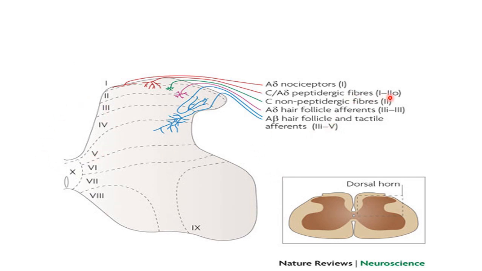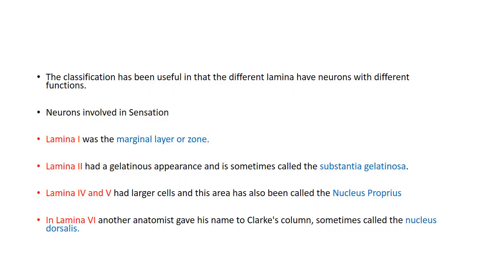So they are again subdivisions of layer 2, but for our convenience this is for pain and this is for touch. Fine touch and pressure sensations. So this classification is very useful to know the different laminae, to know the different neurons that relay or synapse in the different laminae, and their functions are different. So lamina 1 is known as the marginal layer. Lamina 2, gelatinous appearance, that's why it is substantia gelatinosa. Fourth and fifth, nucleus proprius, and sixth is nucleus dorsalis.